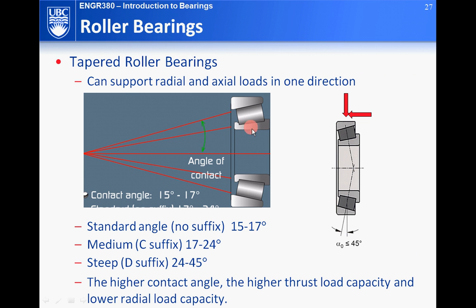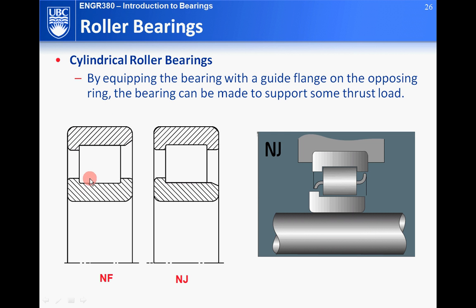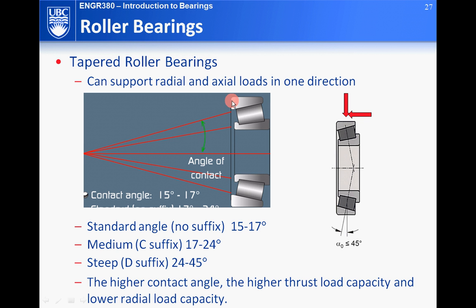Tapered roller bearing compared to the cylindrical roller bearing: the cylindrical roller bearing, depending on the type, can take axial load maybe in two directions or maybe in one direction. It depends on the flange here. Because the tapered roller bearing is able to take a much higher axial loading than the cylindrical roller bearing. However, you can only take the axial loading in one direction. In this case, this direction here, right?